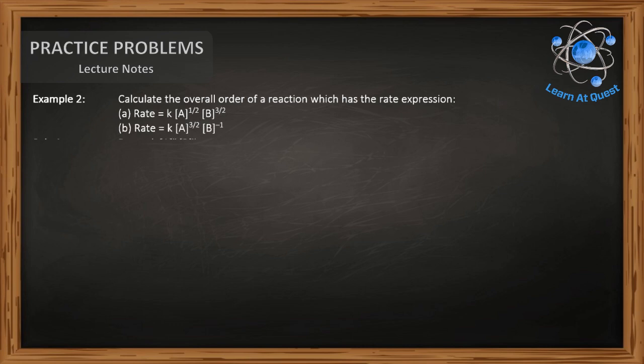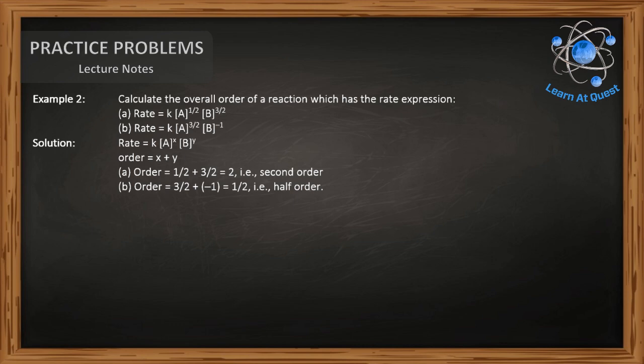Let us solve example 2 from the lecture notes. The question is, calculate the overall order of a reaction which has a rate expression as follows. Subpart A, rate equals K, concentration of A raised to half, concentration of B raised to 3 by 2. Subpart B, rate equals K multiplied by concentration of reactant A raised to exponent 3 by 2 multiplied by concentration of B raised to minus 1.